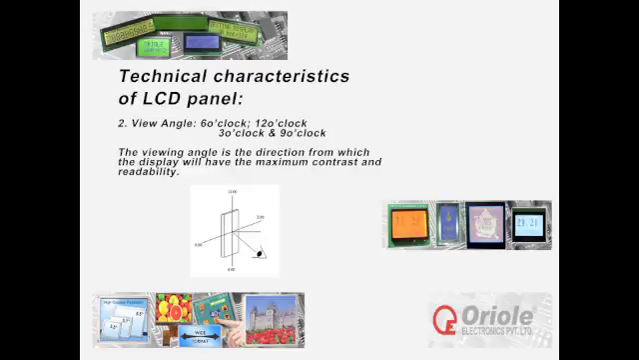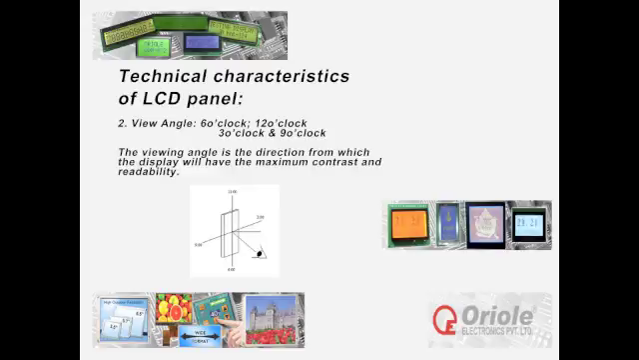Now, any display has a certain angle which gives the best readability and contrast. So now if you look at the image, you can see that there are primarily four types of viewing angles: 6 o'clock, 12 o'clock, which is the most common. And then you also have 3 o'clock and 9 o'clock, which are used in certain applications.